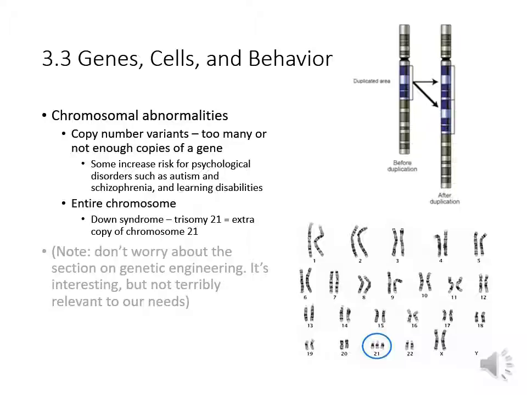Okay, moving on to chromosomal abnormalities. There are two main ways that chromosomes can be abnormal. One is a deviation in the copy number variance, so too many or not enough copies of a gene can cause issues. Several psychological disorders, such as autism, schizophrenia, and some learning disabilities, are associated with copy number variance, changes in the copy number of part of a chromosome.